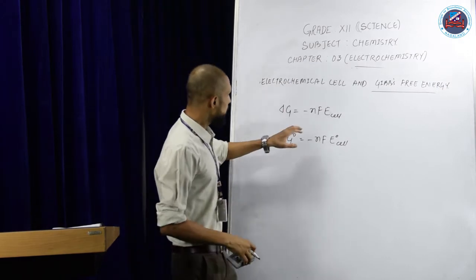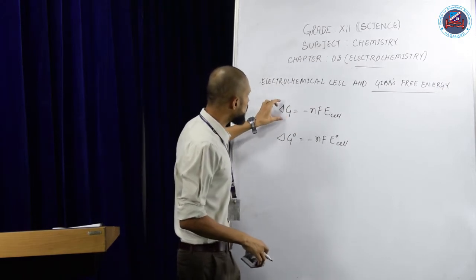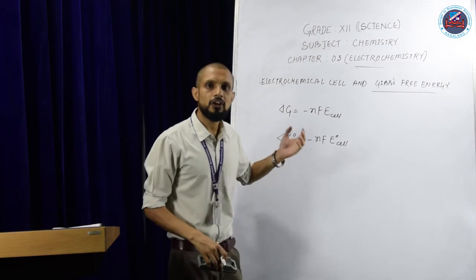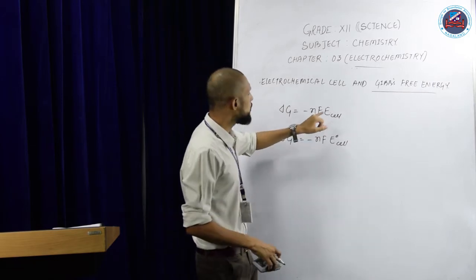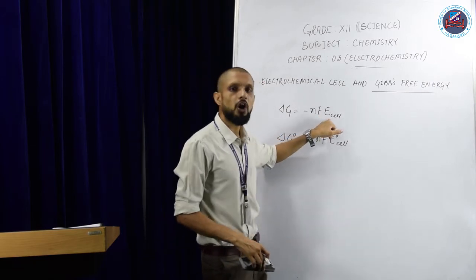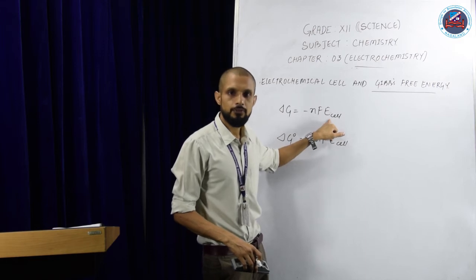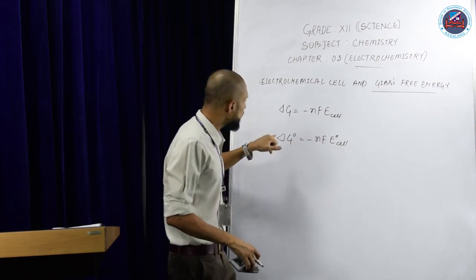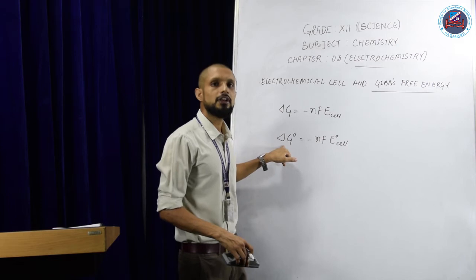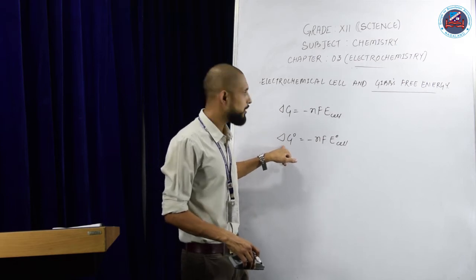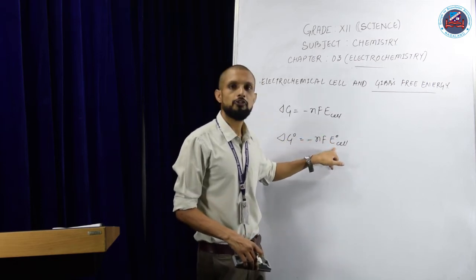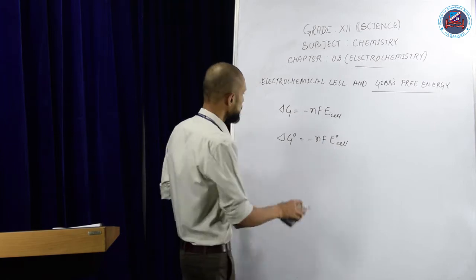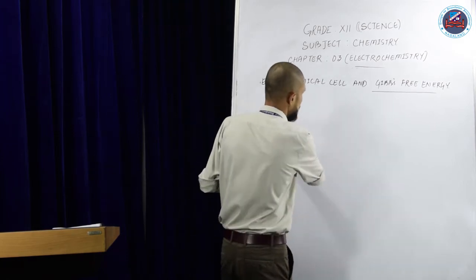Now you can see here, if you are going to calculate the Gibbs free energy at a given concentration, you use the electrode potential at a given concentration. If you are going to calculate standard Gibbs free energy, then you will use the standard electrode potential. So let us take a question from this topic.